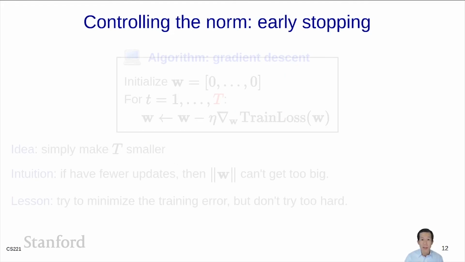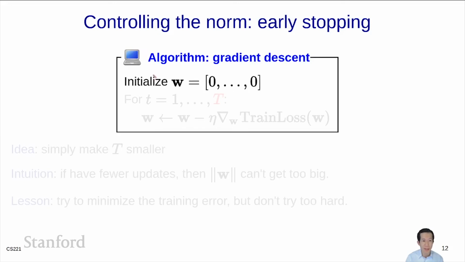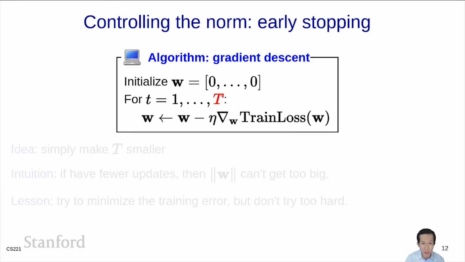So another way to control the norm is by early stopping. Early stopping is really easy to explain. So here it is. You run gradient descent, you initialize w, and you repeat for a number of epochs, and you perform the update. And the only thing is that you're just going to reduce the number of epochs you go for. That's it.